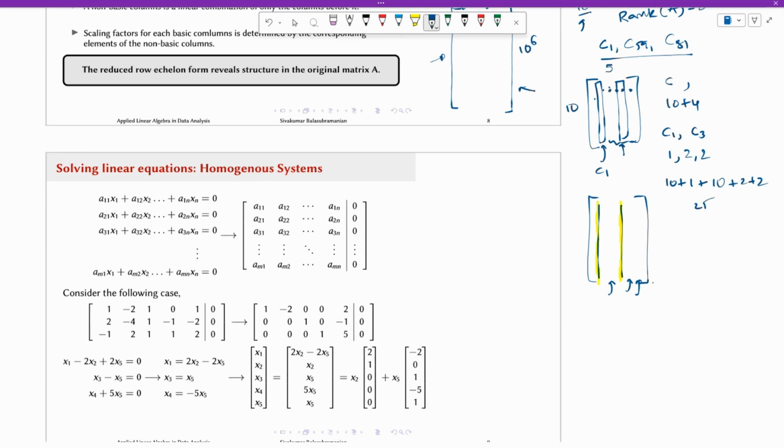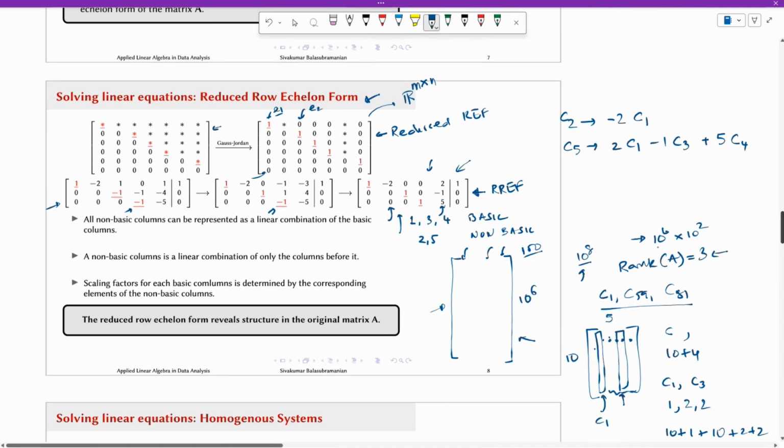What if all my columns are basic columns? How many would I have to store then? Yeah, you have to store everything, right? So here you can similarly work out.